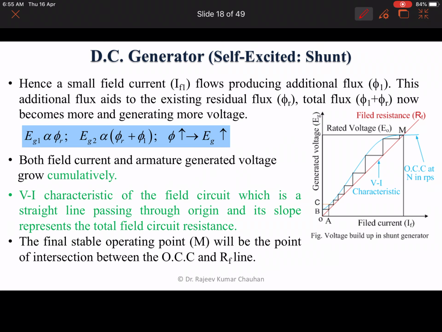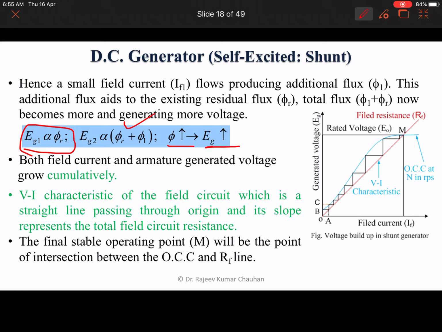As the flux increases, the induced EMF or generated voltage will increase, because we know that E is proportional to phi. So E is proportional to phi, which is equal to phi r plus phi 1. As the flux increases, the induced EMF or generated voltage increases. Both the field current and armature generated voltage are cumulative. From here we can see that B is the residual voltage and A is the field current.